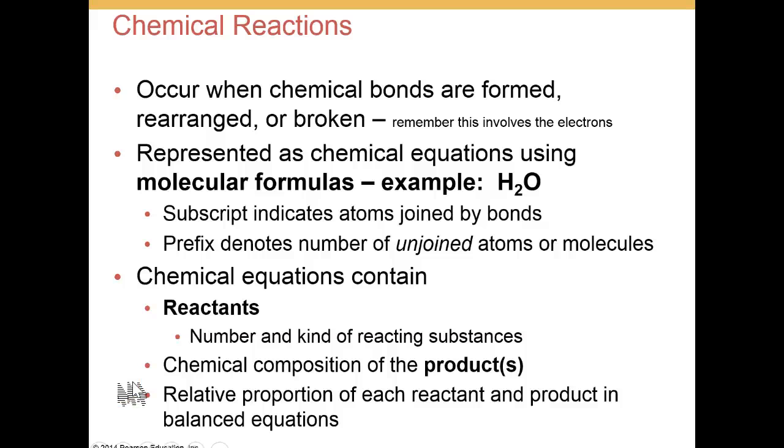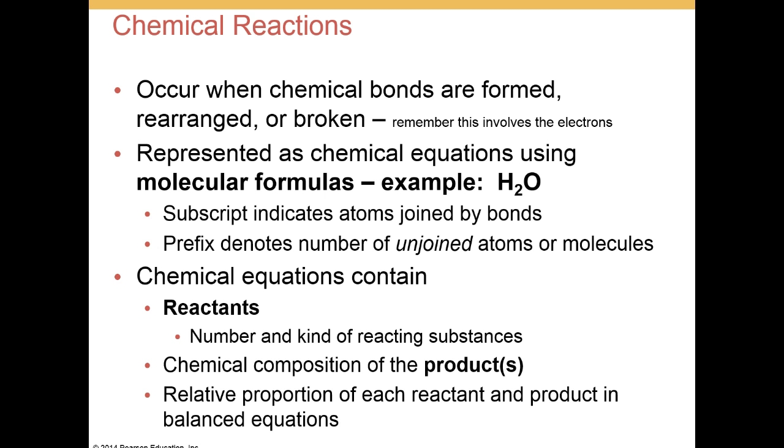Now that we've seen our three major types of chemical bonds, covalent bonds, ionic bonds, and hydrogen bonds, and our two forms of covalent bonds, the pure or non-polar covalent bonds and the polar covalent bonds, let's look at how these chemical bonds are put together and how they're broken in a group known as the chemical reactions. So chemical reactions are when you form chemical bonds, rearrange them, or break them. And remember, this always involves the electrons. Chemical bonds are the association between two atoms, but it always involves electrons in some way.